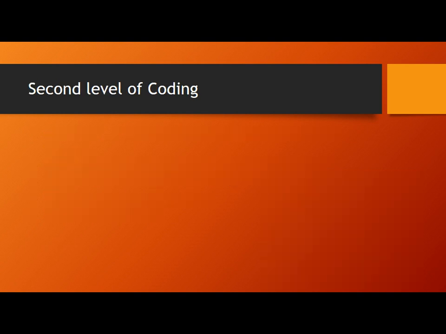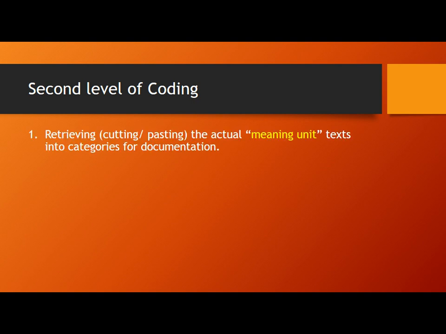Okay. Second level of coding. Now we're getting probably a little more broader. Retrieving by cutting and pasting, if they're in Word documents of some sort, the actual meaning units, or if you wanted to literally cut and paste, you could do that too. You can cut the actual meaning units of the text and then place them into categories for documentation. Comparing and contrasting the categories to move into themes.